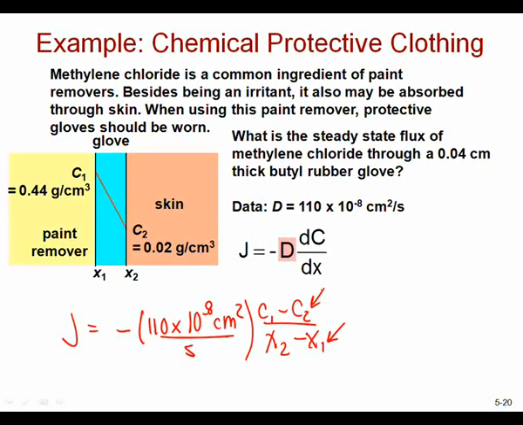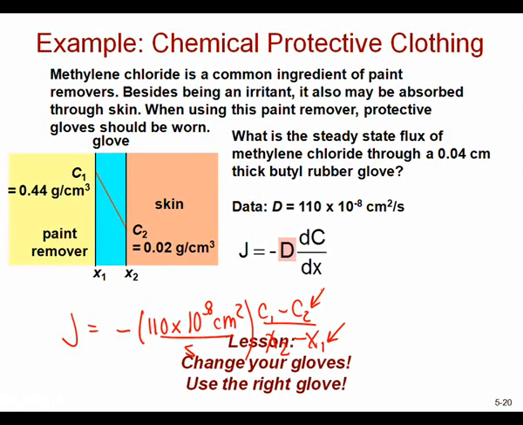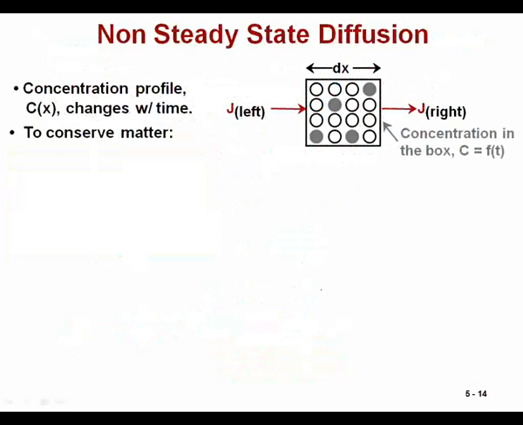So the lesson here, change your gloves. And make sure you use the right glove. There's actually a story of a young woman who was doing research with mercury and used the wrong gloves. And so got mercury poisoning. Because that diffusion coefficient D depends on what material is diffusing into what. So you want to have something with a really low flux of whatever you're handling.